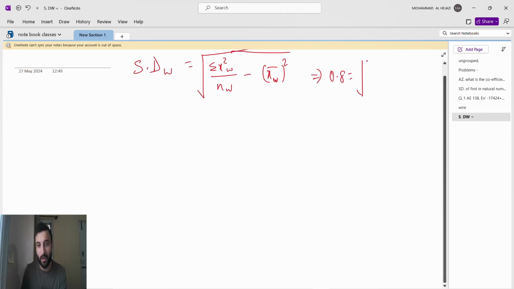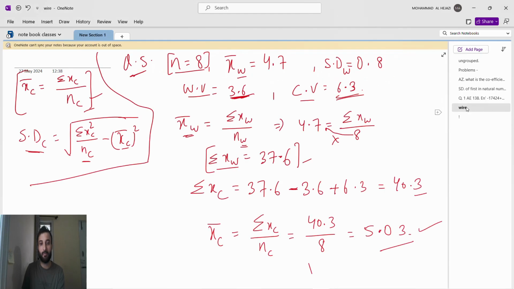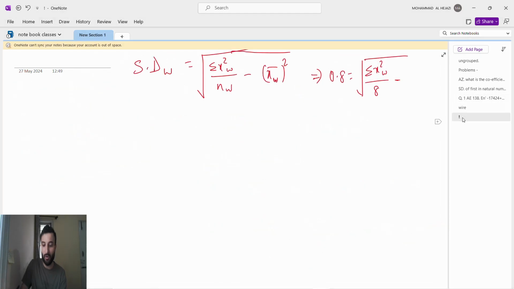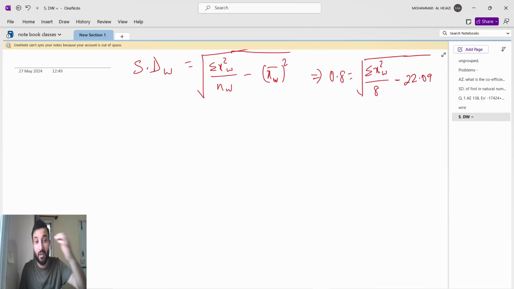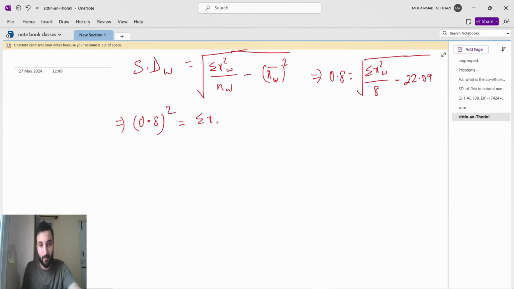0.8 equals square root of, we don't know this value, summation of x square wrong divided by n is 8, minus wrong x bar. Wrong x bar is 4.7. So 4.7 whole square is 22.09. So guys, it's a very simple thing. What we have to find? We have to find this. So we'll send the square root to that side. If the square root goes that side, this will become square and this side will remain same.